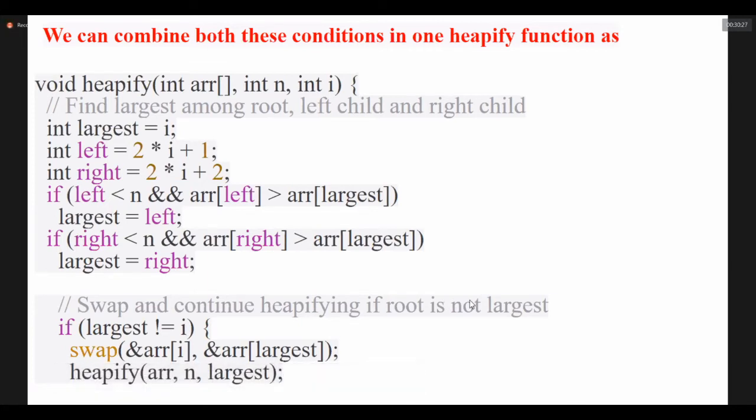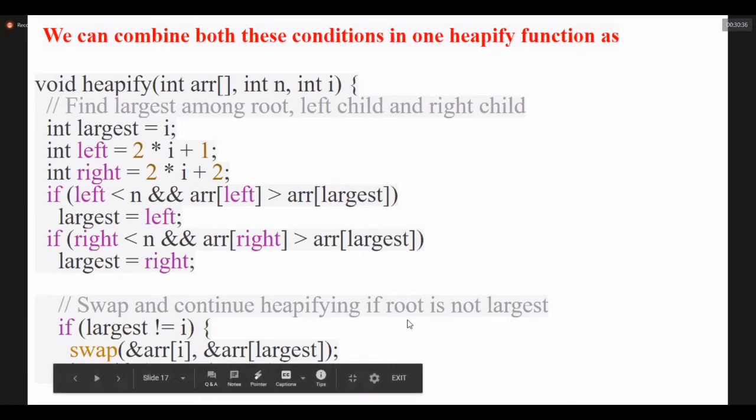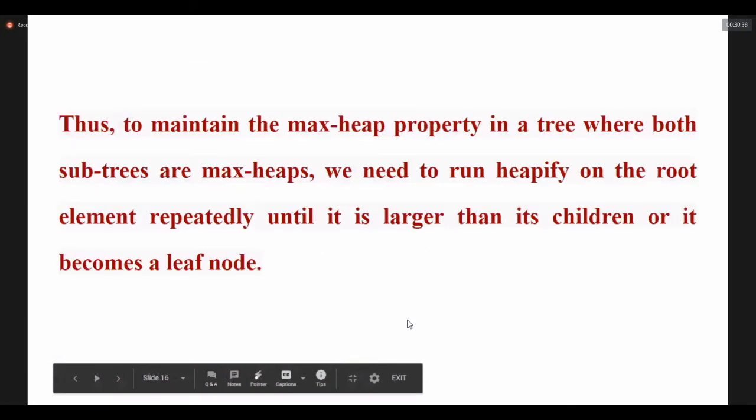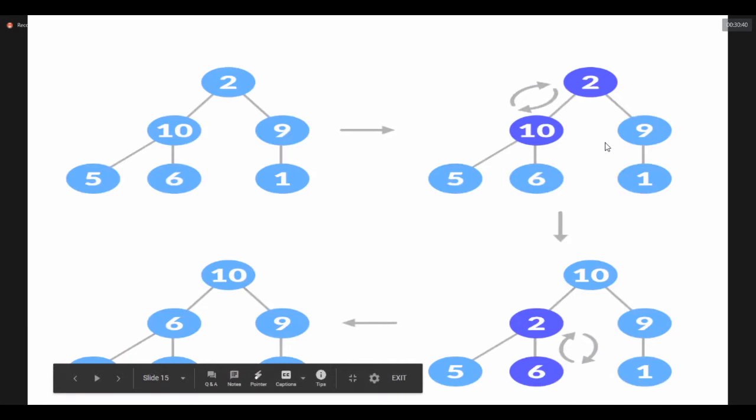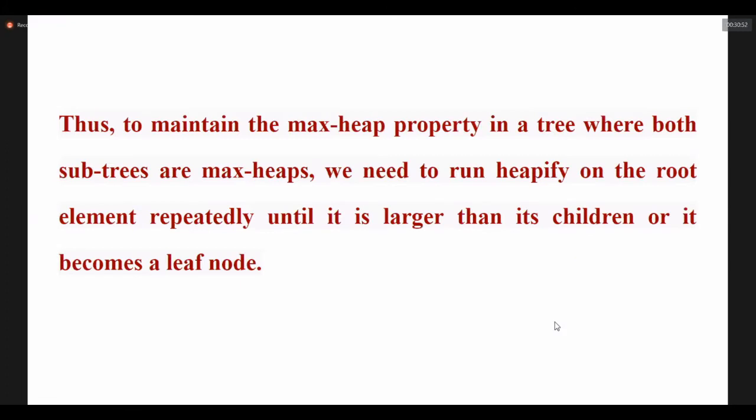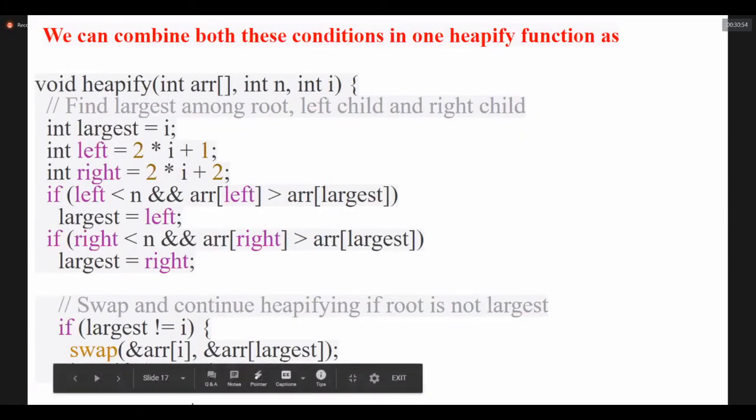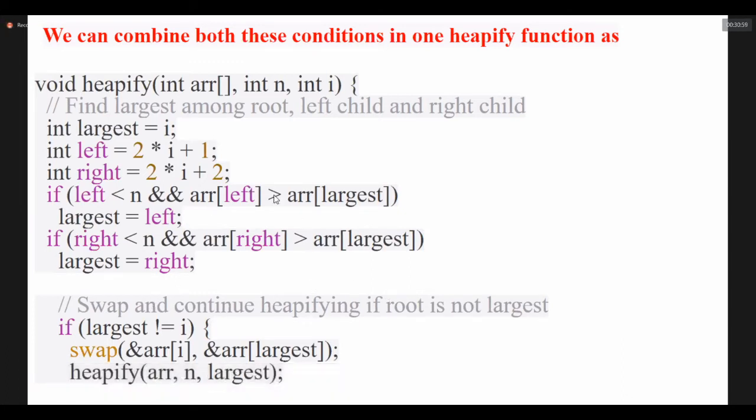This code swaps the elements. After the swap, again recursively call heapify with array, n, and largest. Here 2 is heapified. After that we go to the next heapify. The 2 is the next largest one, and this process is applied. Again it calls heapify with array, n, and largest. This is the code for the heapify process.